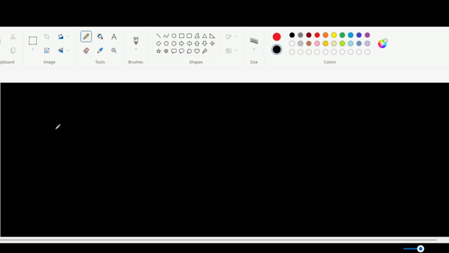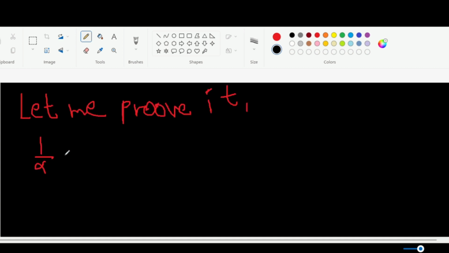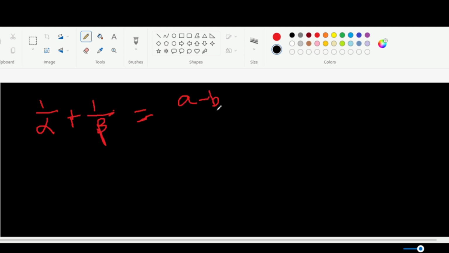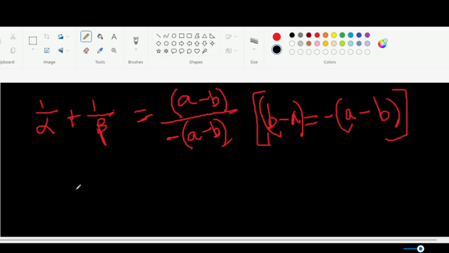Now, if you solve this in a general way, the final answer you get is minus 1 only. You don't believe? Okay, then let me prove it. 1/alpha + 1/beta is equal to (alpha + beta) divided by alpha beta. Substituting the values, in the denominator take minus as common and the denominator becomes minus of (a - b). Now both (a - b) will be cancelled and finally the result you get is 1/alpha + 1/beta is equal to minus 1.